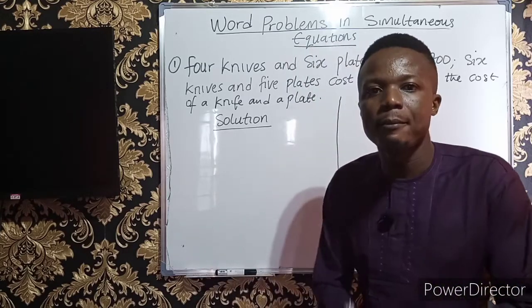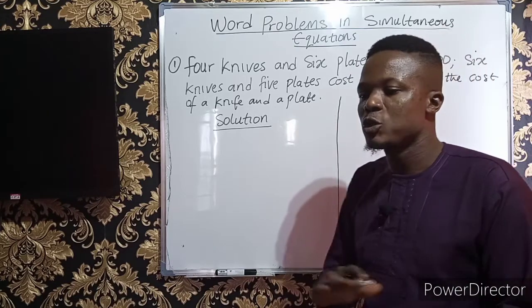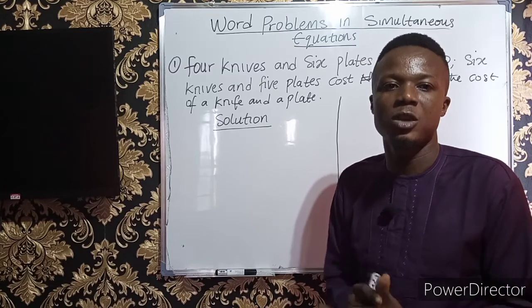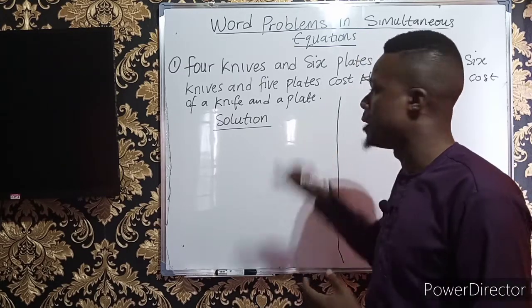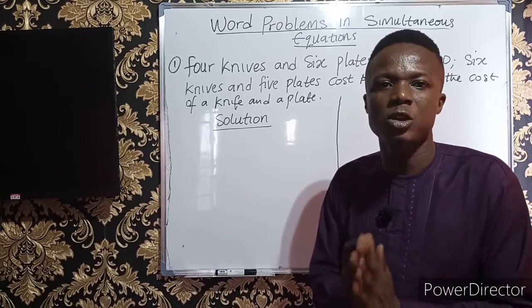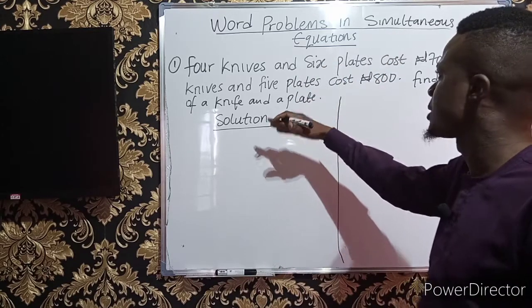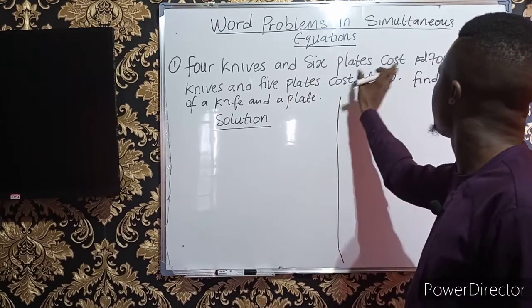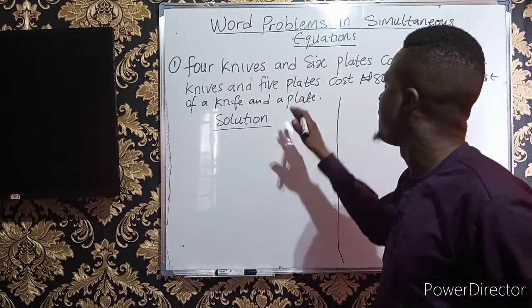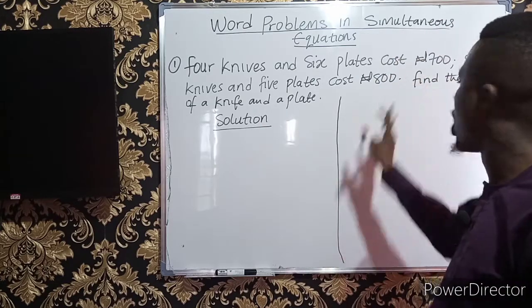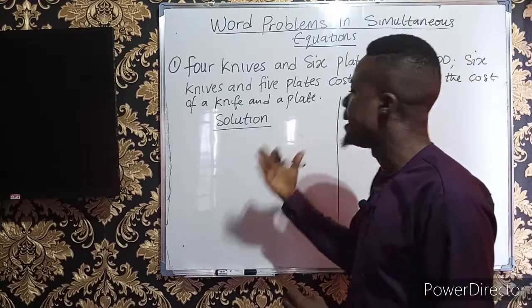Alright, if you have been following my works on simultaneous equation, you will find out that we've dealt with so many things about simultaneous equation. So now we want to focus on the word problems that are involved in simultaneous equation. So take a look at this question here. It says that 4 knives and 6 plates cost 700 naira. 6 knives and 5 plates cost 800 naira. Find the cost of a knife and a plate.